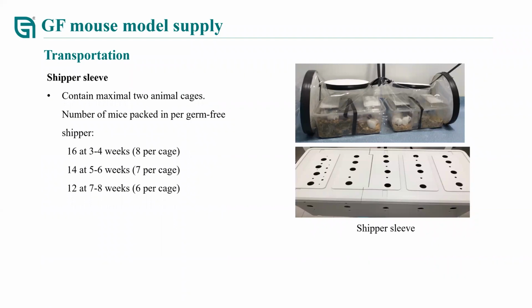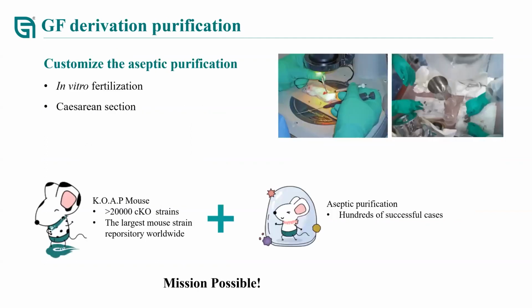The maximum capacity of the shipper sleeve is 2 cages. Each cage can contain 6 to 8 mice, depending on their age. For 3 to 4 week old mice, 60 mice can be put into the shipper sleeve, 40 mice for 5 to 6 weeks old, and 12 mice for 7 to 8 weeks old. According to our experience, this kind of delivery manner has proved effective in keeping a sterilized environment during transportation.